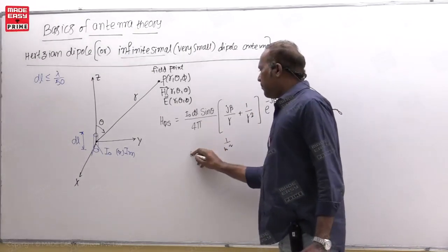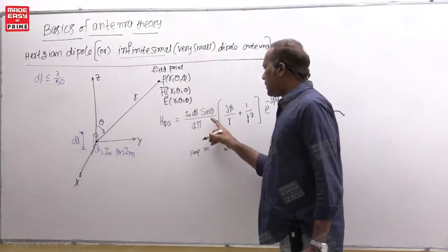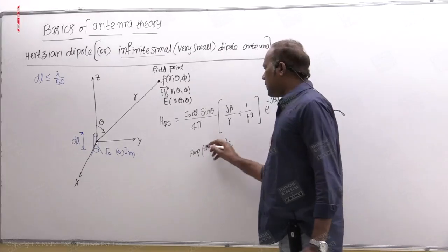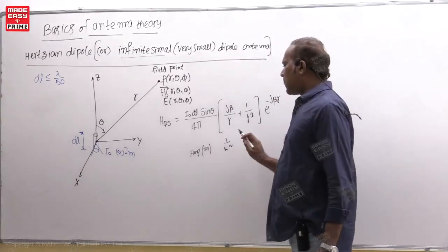Then I naught means ampere. DL means meter. Sin theta no unit. So this is the unit. 4 pi no unit. Meter gone, and ampere per meter is remaining.